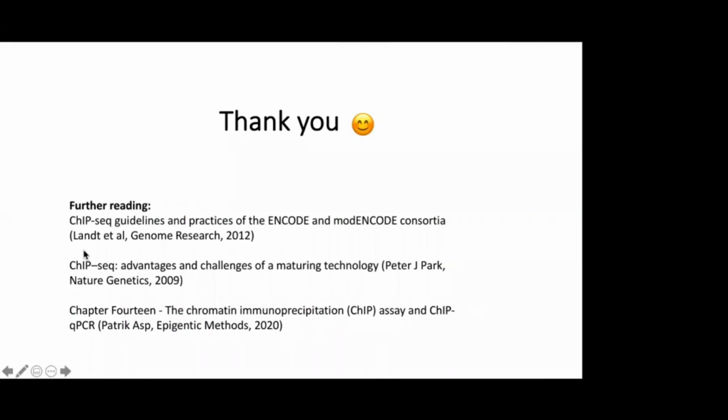I have also included some of the papers that I really enjoyed, some of these reviews. They are a really good starting point if you have just started a ChIP-seq experiment, either as a wet lab biologist or as a bioinformatician.